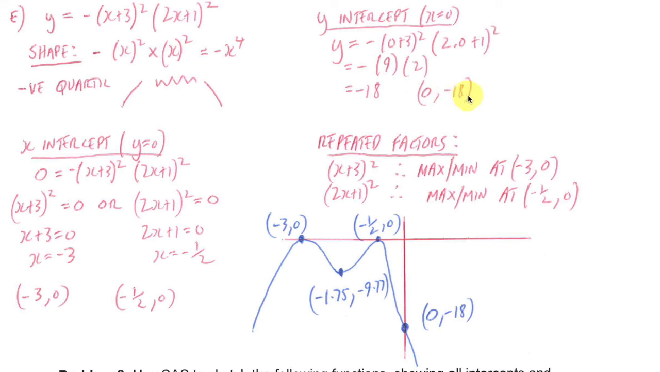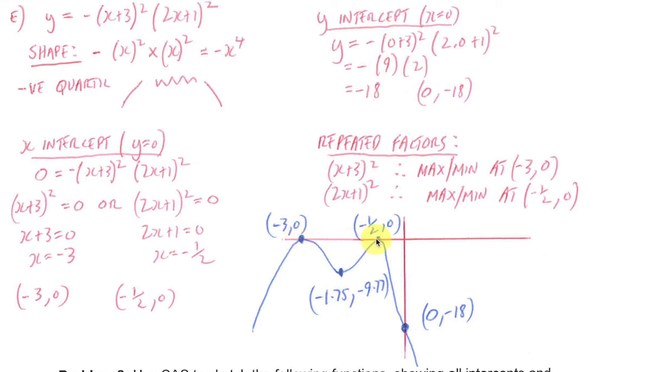And now, this is what's really interesting for us, is our repeated factors. So x plus 3, well, if we make it equal to 0 and solve for x, we're going to get negative 3. So that's logical. And it's to the power of 2. So that means it's going to be a max or a min. We're not sure. Same thing over here. At x equaling negative a half, we're going to get a max or a min. We don't know which one it is yet. We just have to look at the graph.